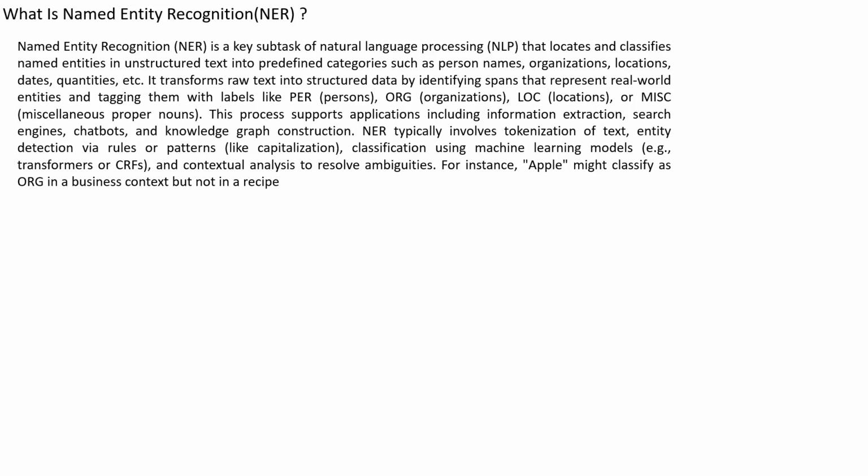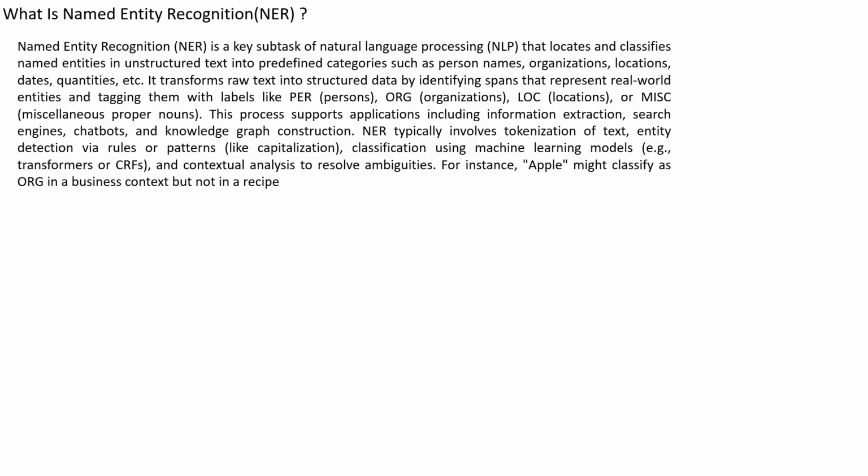Named entity recognition is a core subtask of natural language processing that focuses on locating and classifying entities in unstructured text into predefined categories. Common entity types include person names, organizations, locations, dates, and quantities, often labeled as PER, ORG, LOC, or MISC.